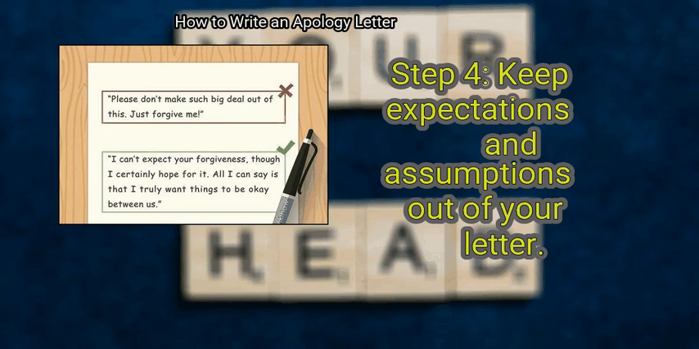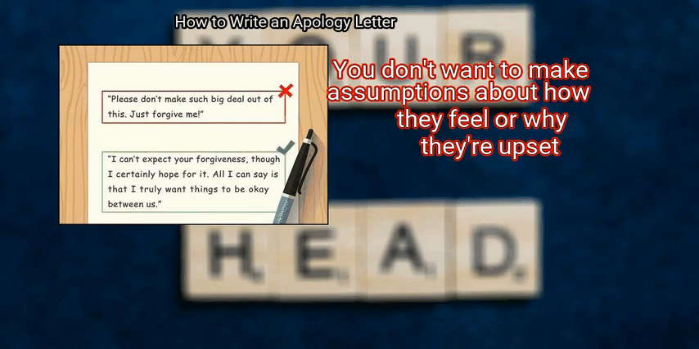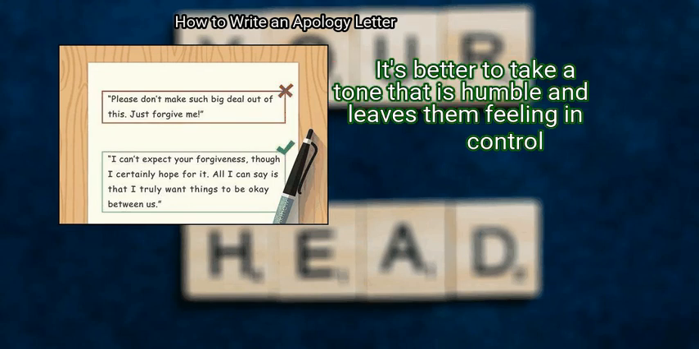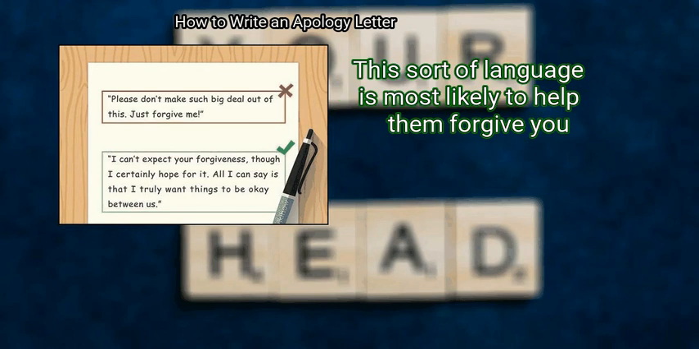Step 4. Keep expectations and assumptions out of your letter. You don't want to make assumptions about how they feel or why they're upset. It's better to take a tone that is humble and leaves them feeling in control. This sort of language is most likely to help them forgive you.